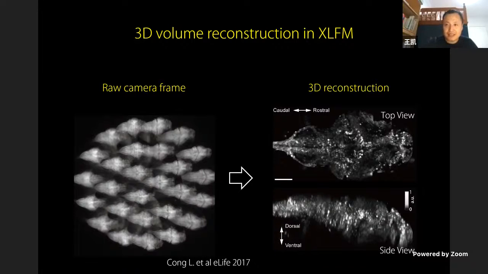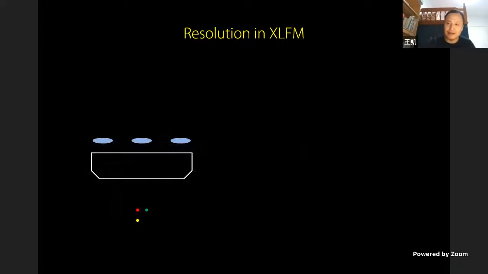So what's the resolution in this light field microscopy? Let's look at the schematics. Imagine that's the objective. We have an object of 3 points in 3 dimensions. Imagine we have 3 microlenses placed at the back pupil plane. Then we imagine these 3 points at different directions. The image we collect on the camera through 3 different microlenses will be like this.